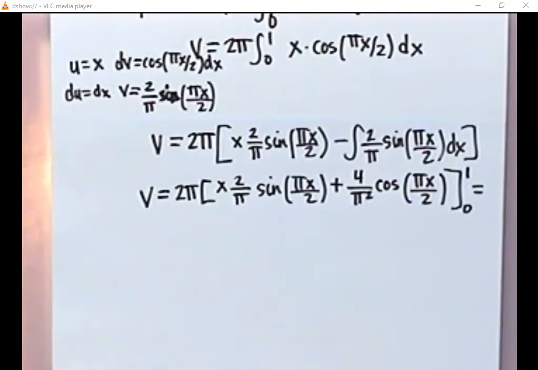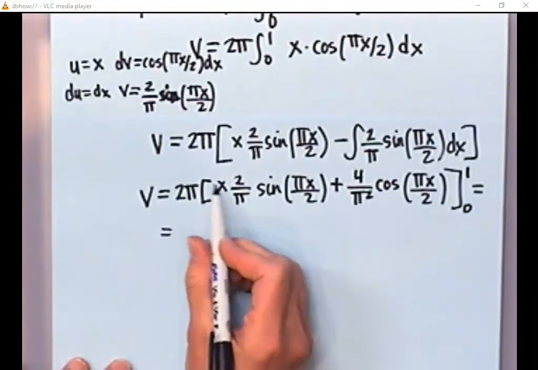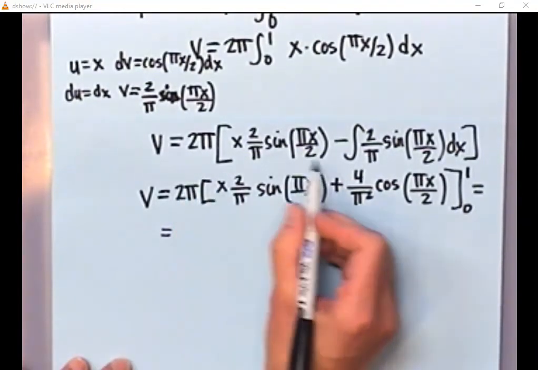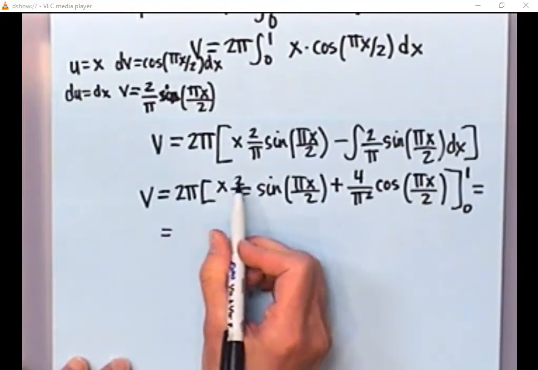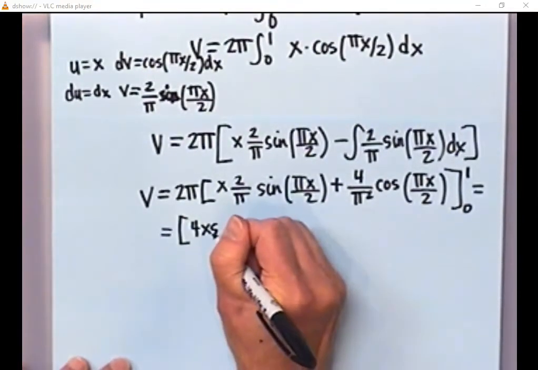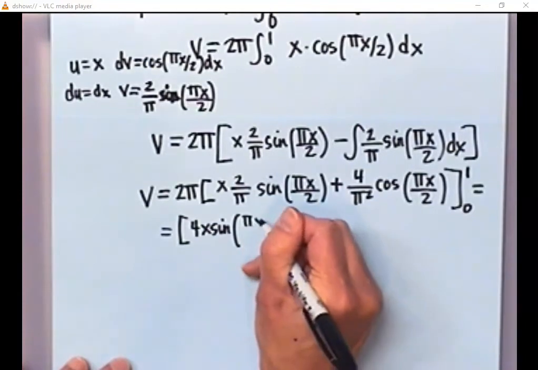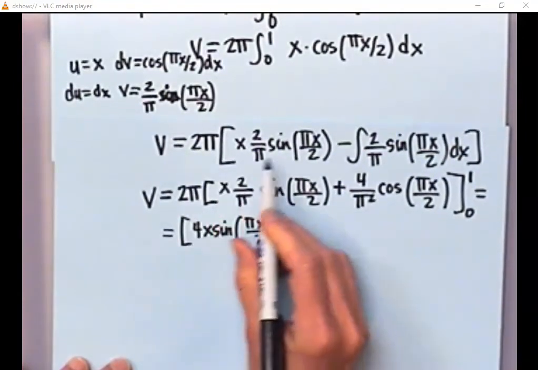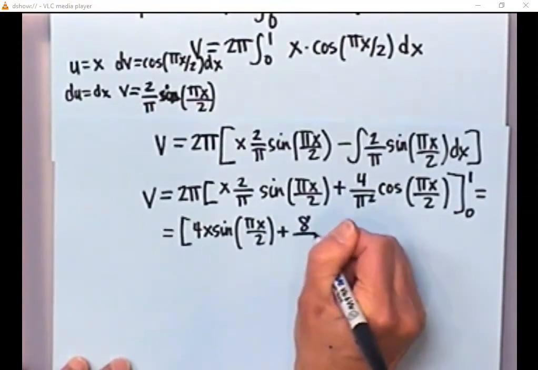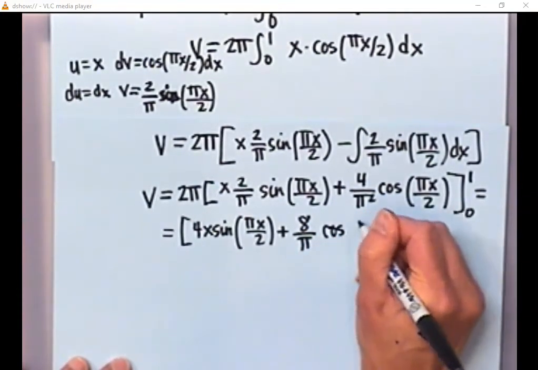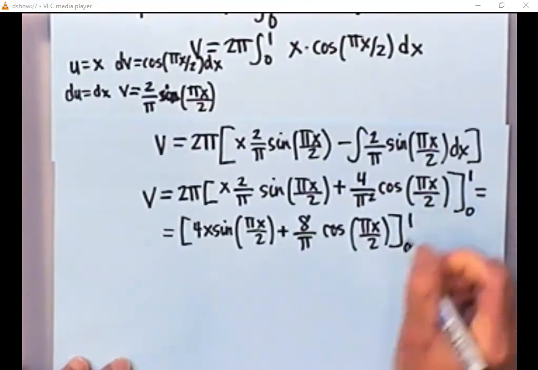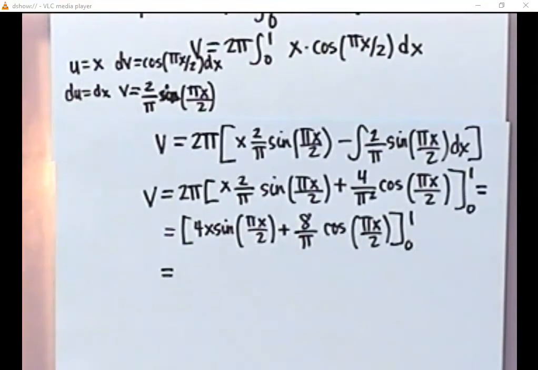That seems fun. Okay, actually, before I plug in the limits, I see that some of this will cancel, so maybe I'll distribute this through. Make it a little simpler on myself. Here the pi's cancel, and I'm going to end up with 4x sine of pi x over 2. This will make 8, and one of the pi's will cancel, so I'll have 8 over pi cosine of pi x over 2. And that's from 0 to 1.